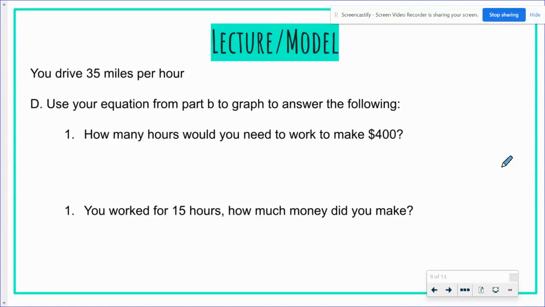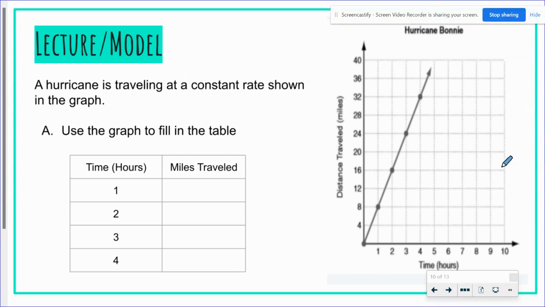A hurricane is traveling at a constant rate shown in the graph. Use the graph to fill in the table. All right, I see here that in 1 hour, the hurricane traveled 8 miles. In 2 hours, the hurricane traveled 16 miles. In 3 hours, it traveled 24. In 4 hours, it traveled 32. So that is my table.